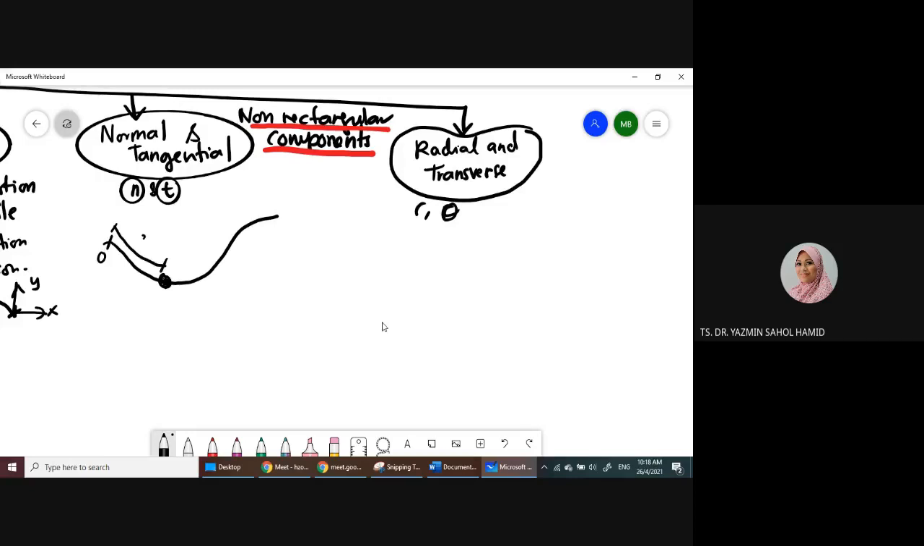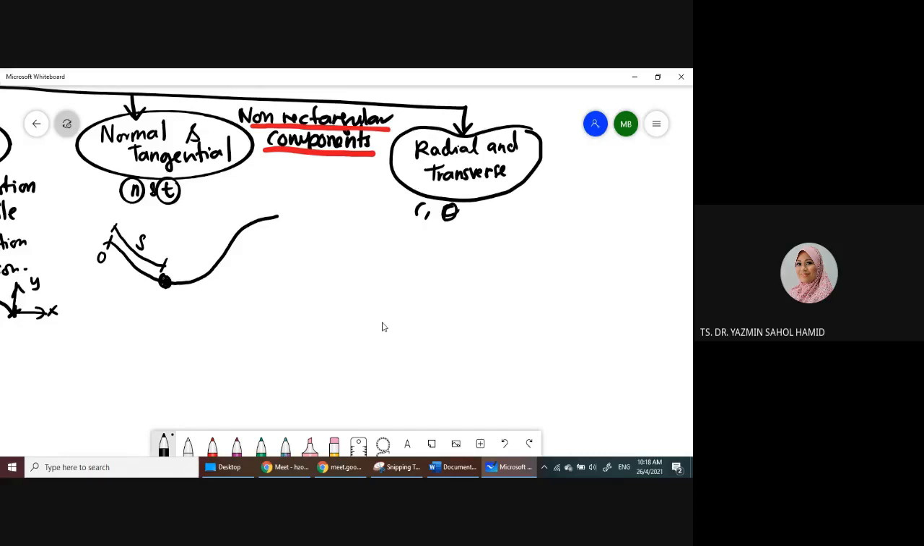It has its distance, S. Now what you need to do is consider a coordinate system from its origin on the curve. All right, so this is the coordinate system. So what you need to do is write down the direction of the unit vector.